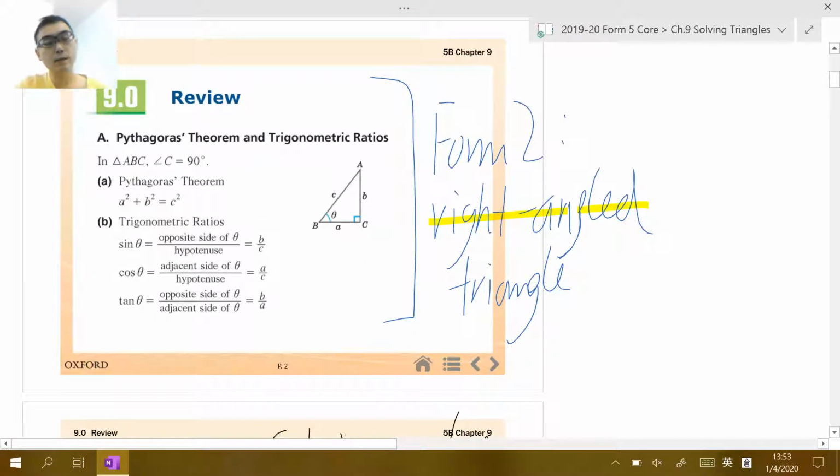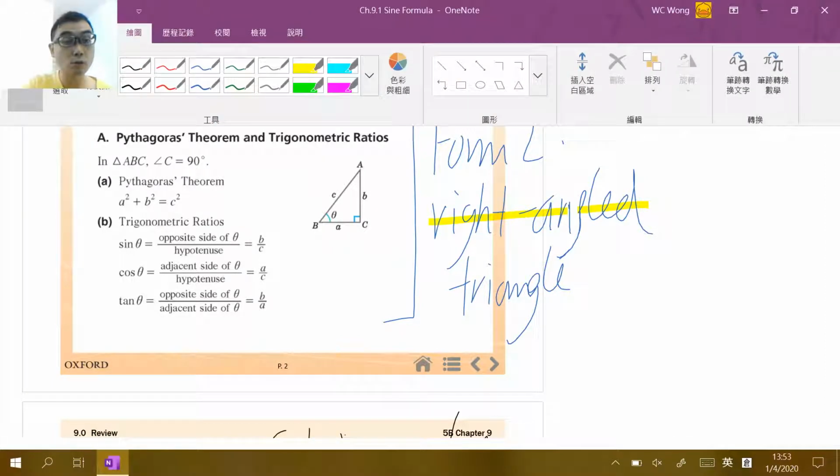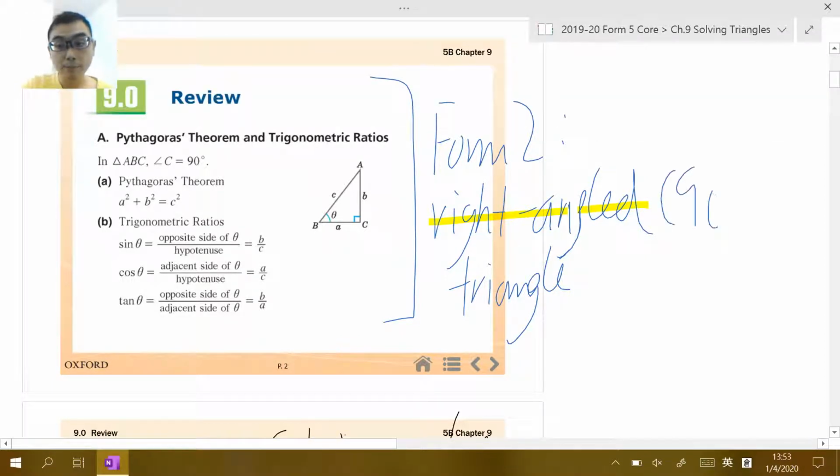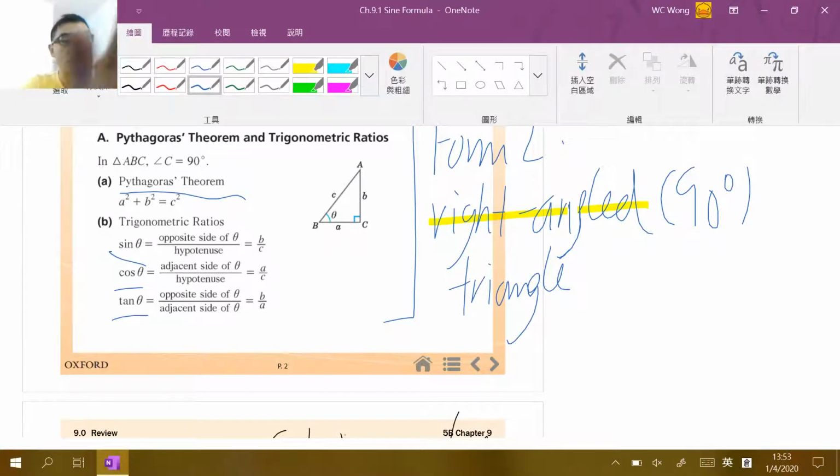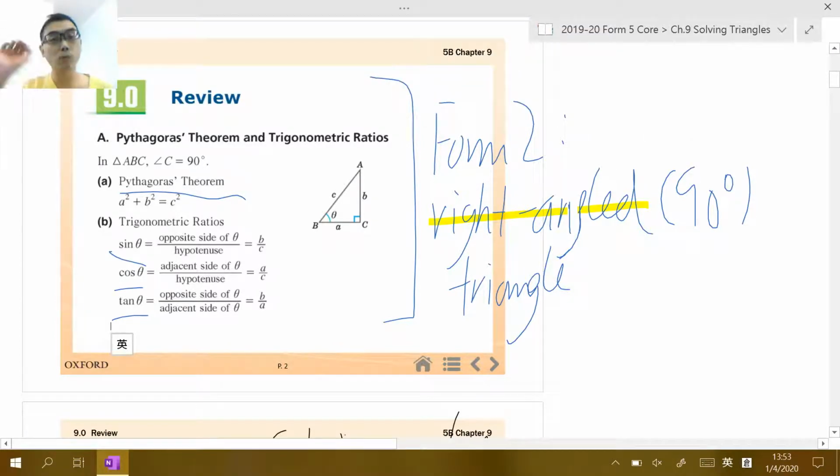So first of all, you can see in chapter 9.0 review, it gives you the things you learned in Form 2, especially for right angle triangle. I want to highlight again that the things you learned in Form 2 is focusing about the right angle triangle. That means that there is a 90 degrees in your triangle, including Pythagoras theorem and also the sine, cosine, tangent ratio. So you should not be very strange about this one, because you just reviewed this one last year when we learned the CST.